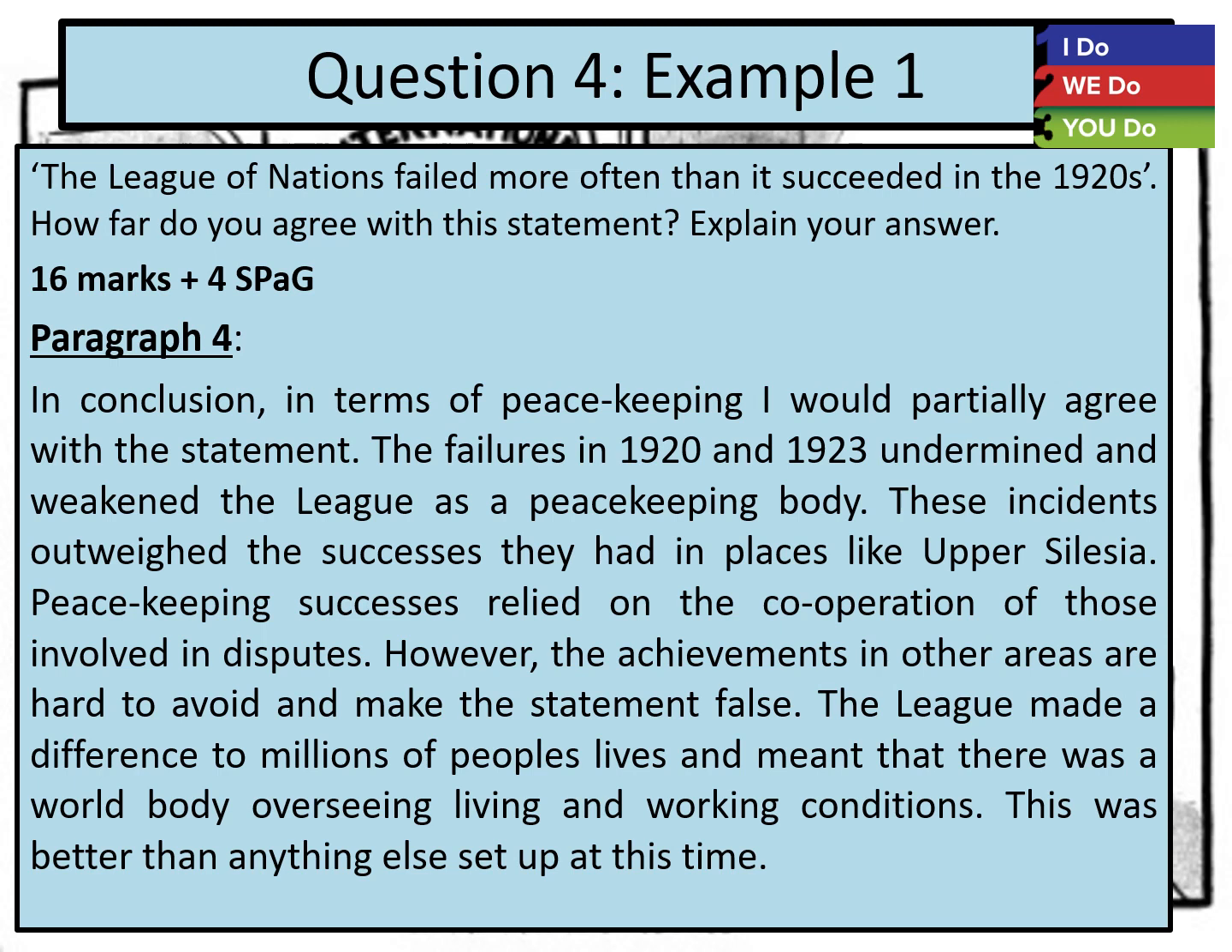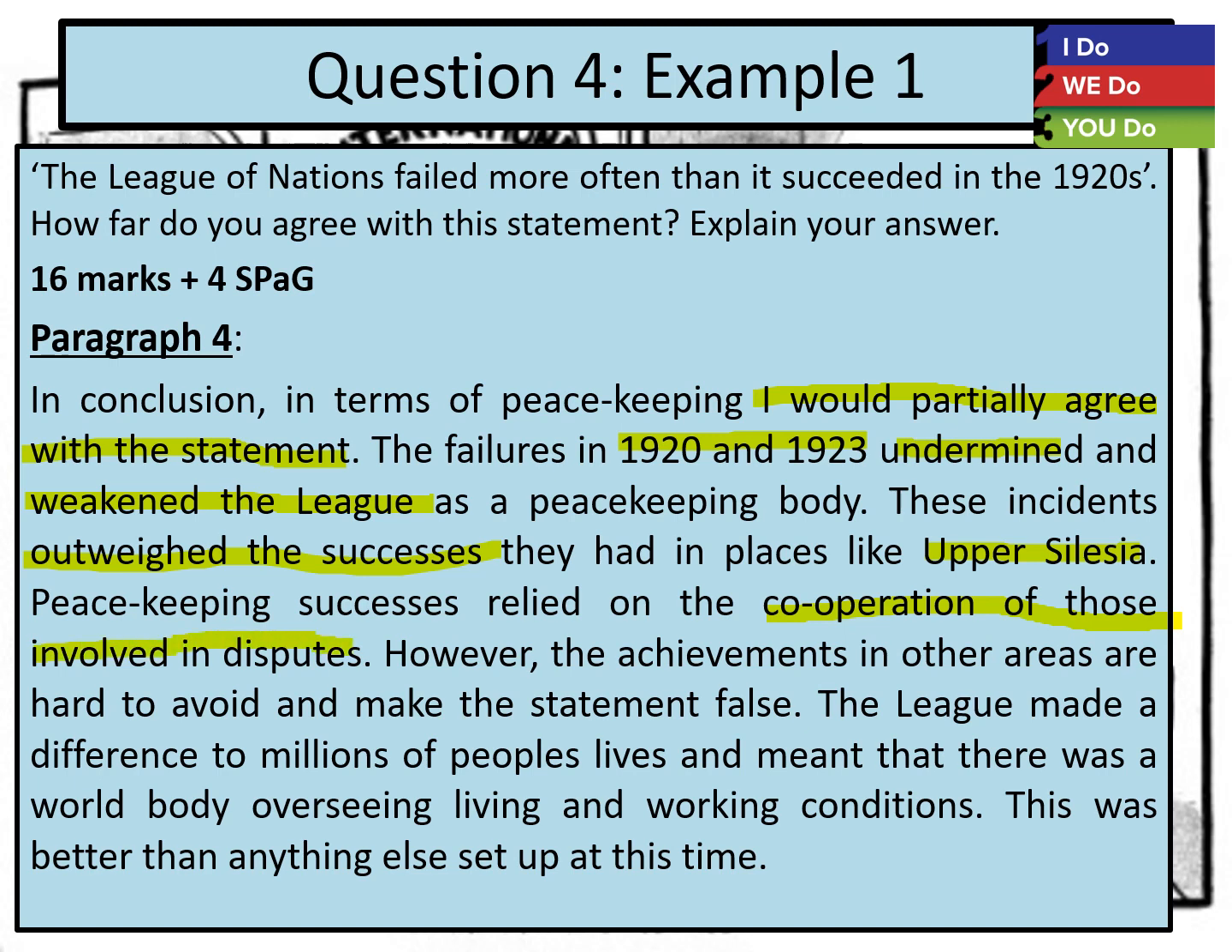Okay, so this is what I thought about it. In conclusion, in terms of peacekeeping, I would partially agree with the statement. Notice I'm straight away making sure I'm saying how far I agree. The failures in 1920 and 1923, so that's Vilna and Corfu, undermined and weakened the League as a peacekeeping body. These incidents outweighed the successes they had in places like Upper Silesia. So I'm saying, yeah, I understand there were both successes and failures, but I actually think that the failings were more important. Peacekeeping successes relied on the cooperation of those involved in disputes.